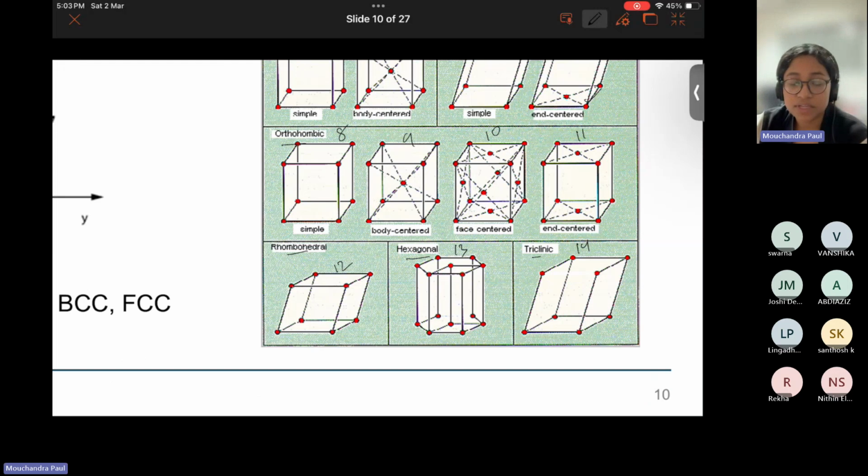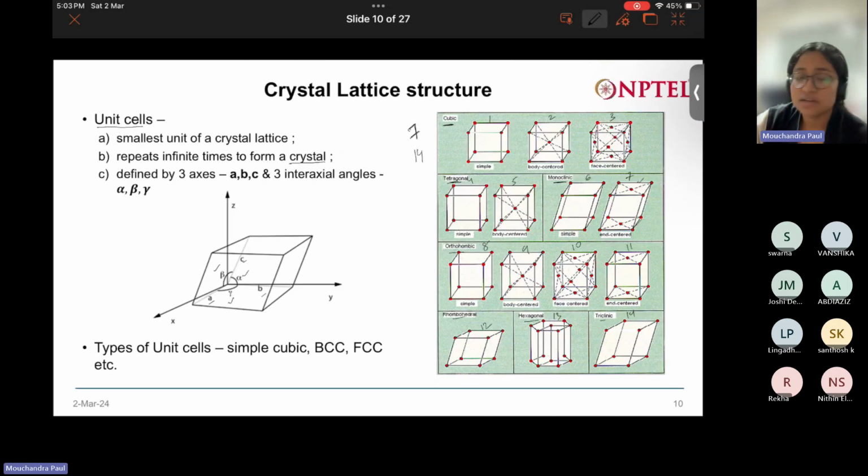Rhombohedral, only one type, that is simple rhombohedral. Hexagonal, again only one type. Here the hexagonal faces are present at the bottom and at the top, and at the center of the hexagonal faces, you will find one atom, that is hexagonal. And there is triclinic. So these are the 14 types of unit cells that people have defined. And when one type of unit cell repeats itself an infinite number of times, it creates a crystal lattice.